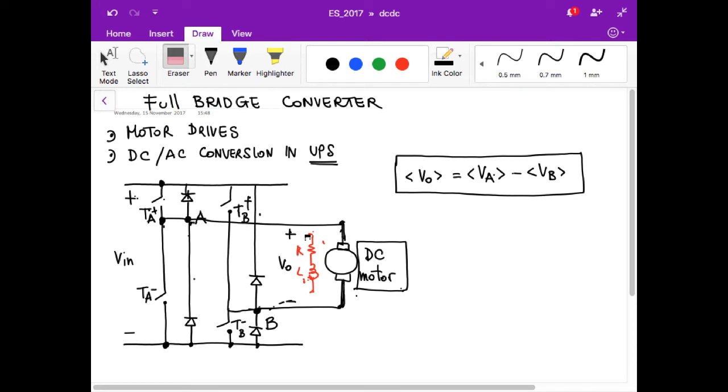When I apply a positive value to a DC motor, this, no, let me not do this consideration. Let me now make some calculation.